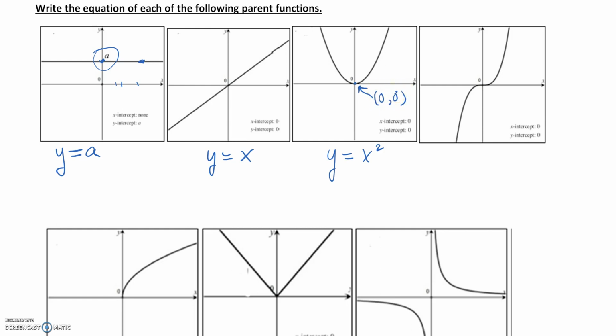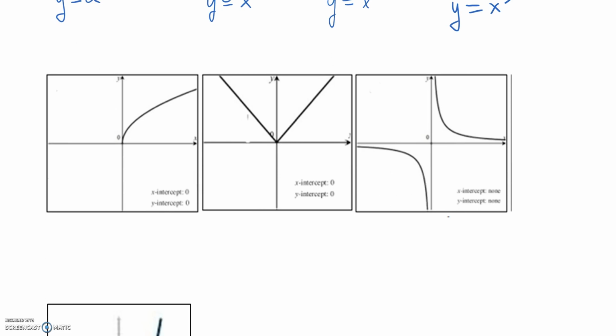So if it moves left, right, up, down, that's the point you'll kind of track. And the next one is going to be the cubic function, where once again we're going to look at this critical point, which is called 0, 0. And it's y equals x cubed.